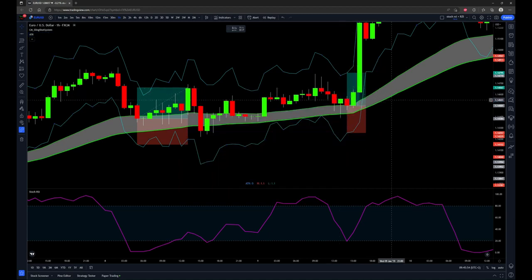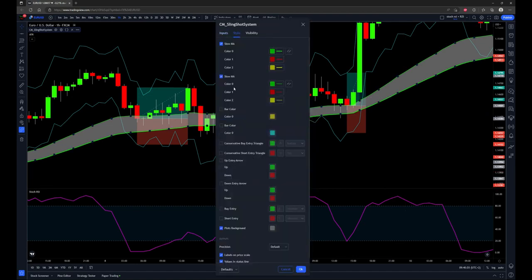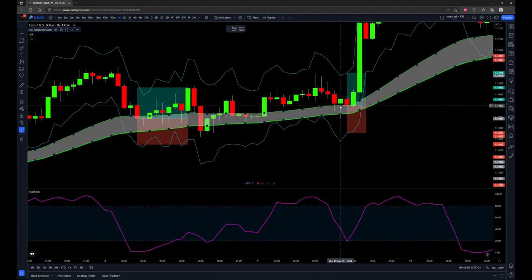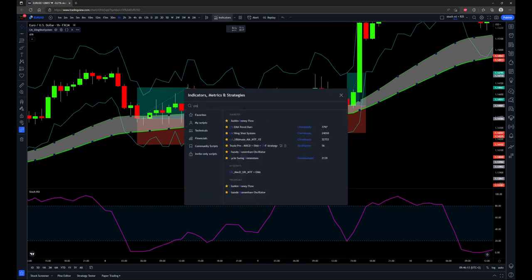Next indicator is going to be the CM slingshot system, where I've gotten rid of most of the style but kept the actual cloud itself for trend direction and also a pullback zone, which we'll talk about how that plays into the strategy in just a second. If you type in CM slingshot system by Chris Moody in the public library, that's the one I'm using, has a ton of likes.